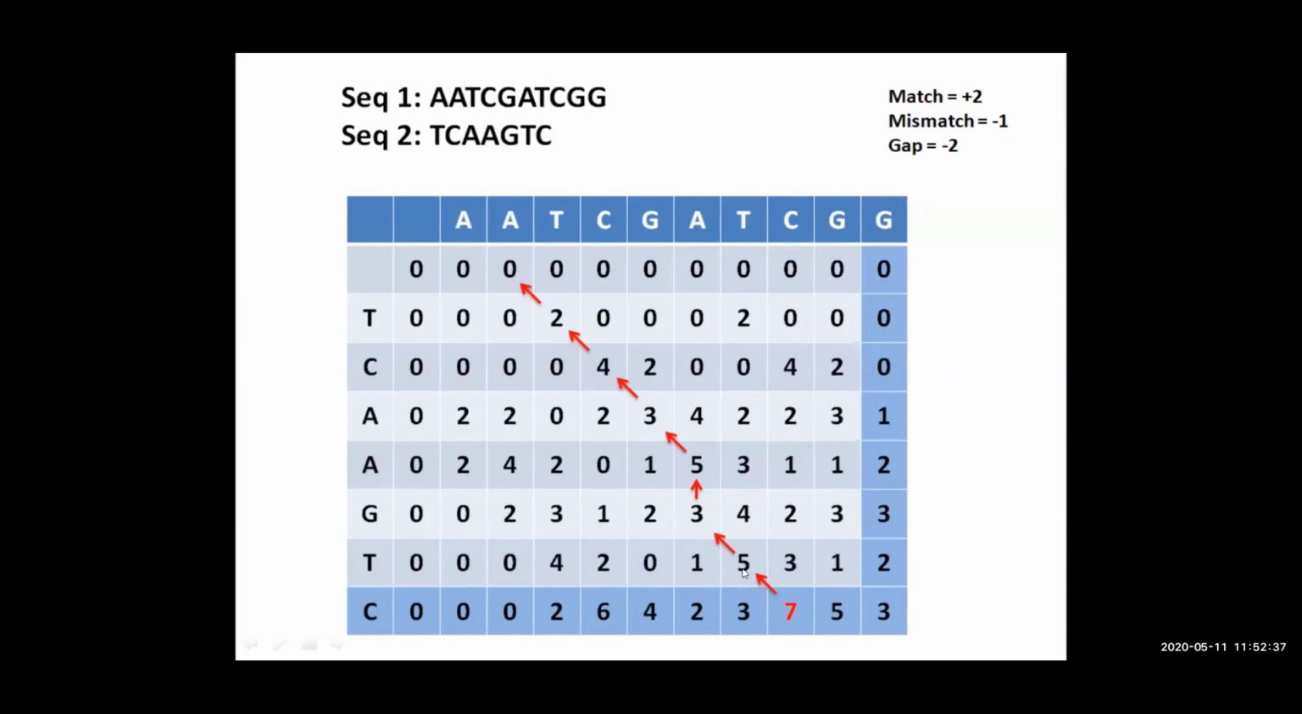Similarly, if we backtrack the value of 5, again you will find that if we take it from here, 4 minus 2 will be 2. 1 minus 2 will be minus 1, so it will be 0. And if we take into consideration this cell, there is again a match, T to T. So match score is 2, so 3 plus 2 is 5. Okay, so this is obtained from here.